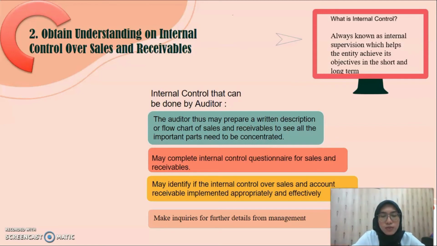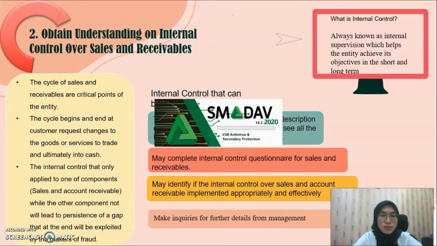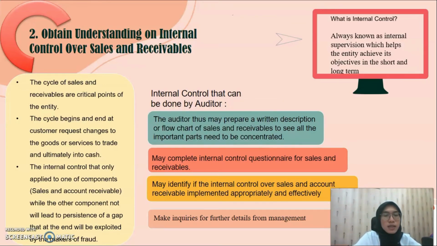A good and effective internal control will reduce inherent risk related to sale and receivable, because the cycle of sale and receivable is a critical point of the entity. The cycle begins and ends at the customer request, changes to the goods or services traded, and ultimately into cash. Internal control that applies to only one component, sale or accounts receivable, while the other component is not covered, will lead to the persistence of a gap that in the end will be exploited by the maker of fraud.